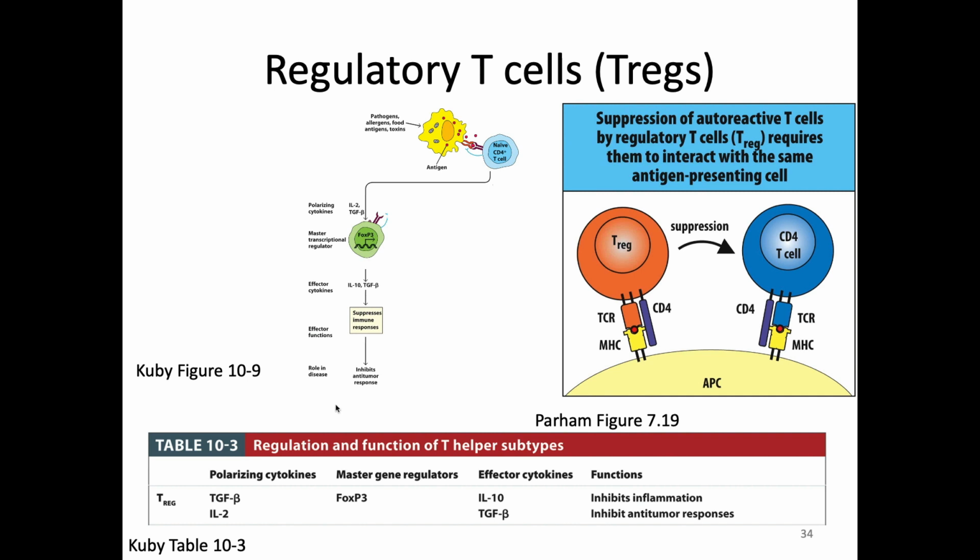And that IL-10 made by those regulatory T-cells will allow them to turn off or inhibit other types of immune responses. You can see that happening in the figure on the upper right, and you can also see it listed in this table at the bottom.